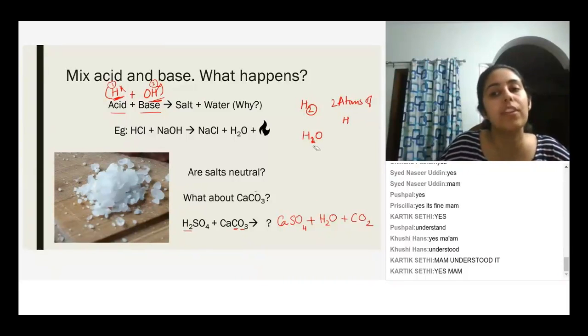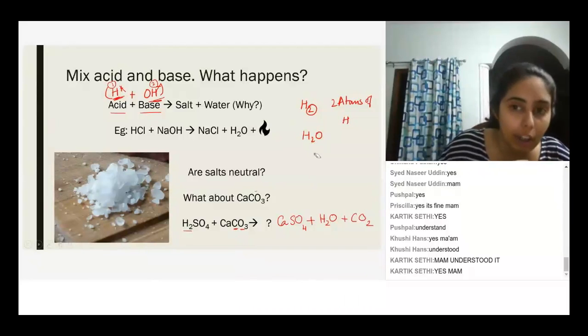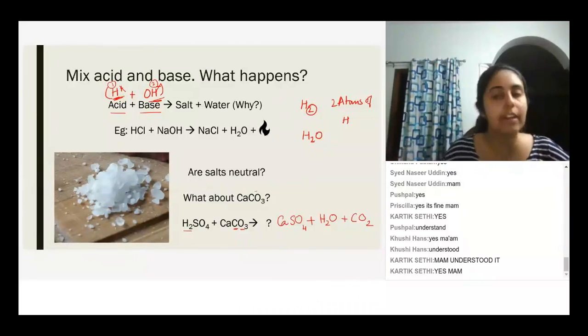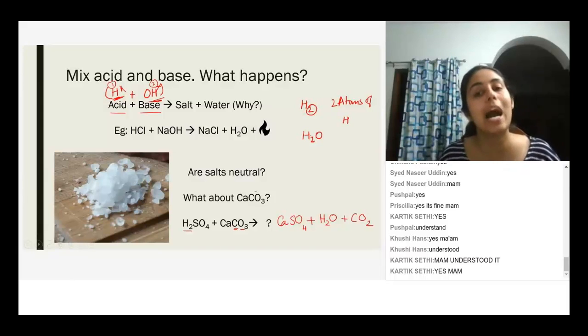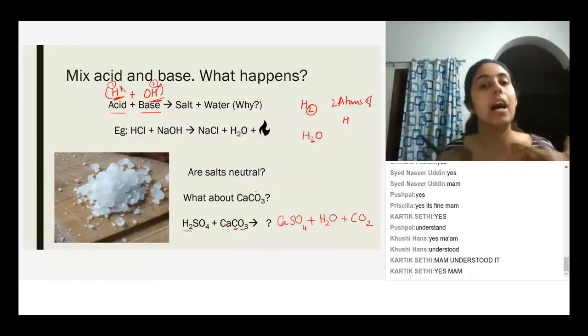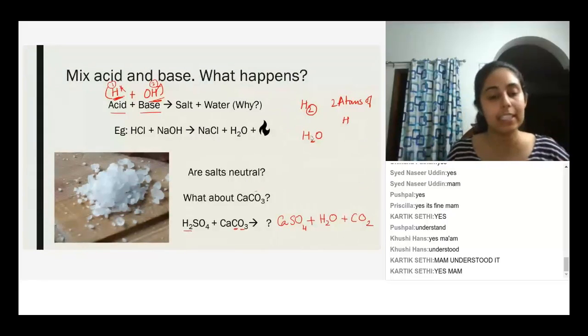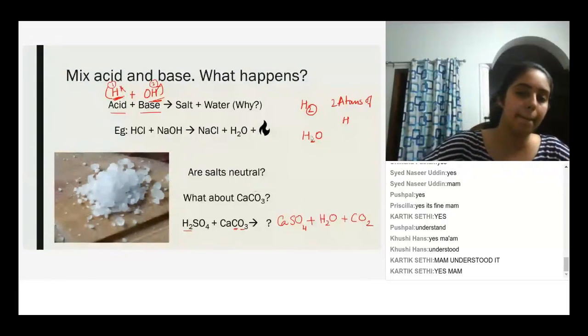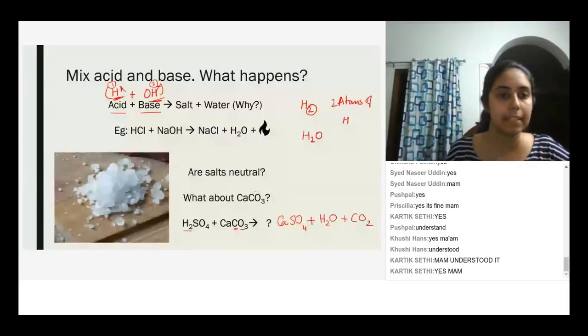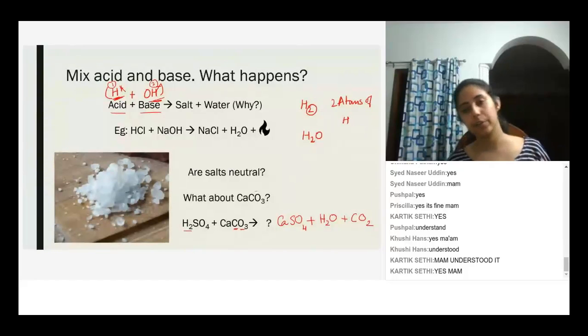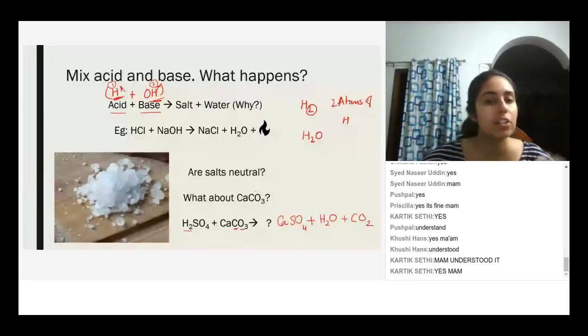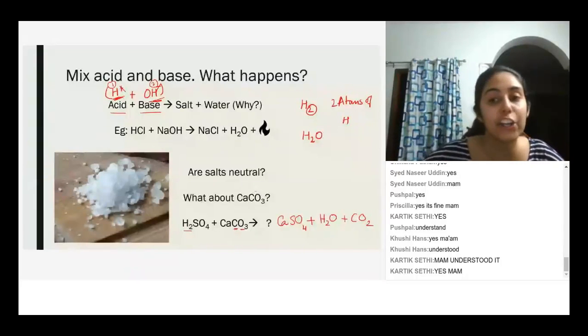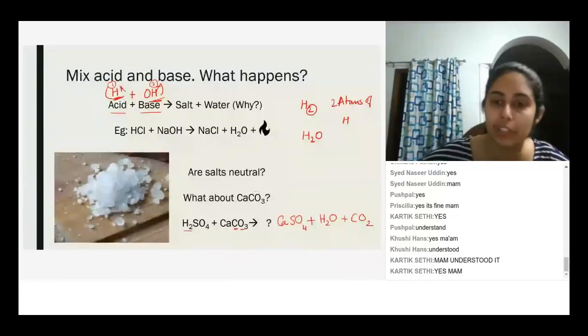Whenever there is just one atom, I don't need to mention one, so I don't write one. But whenever there is more than one, I have to write on the lower right hand side of the atom how many atoms are there within that molecule. Does that answer your question? Delisha, did that answer your question? Yes, ma'am. Okay, good. So if this is clear to you guys, we know that all salts are not neutral. They can be acidic salts, basic salts, and neutral salts.